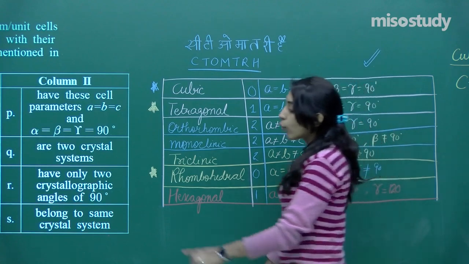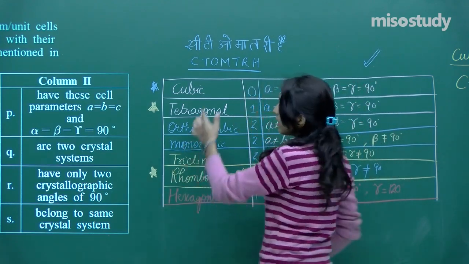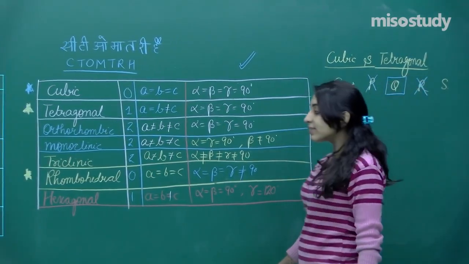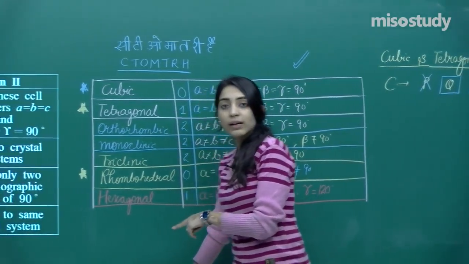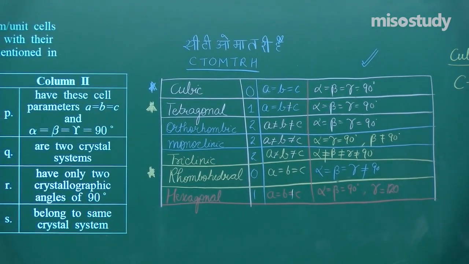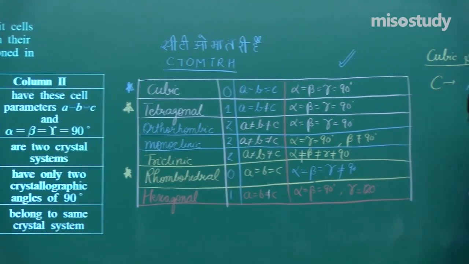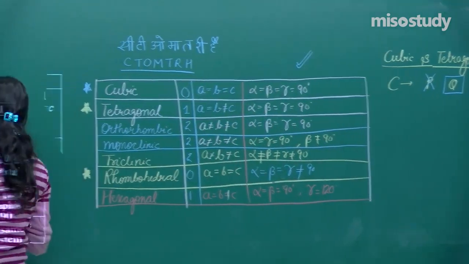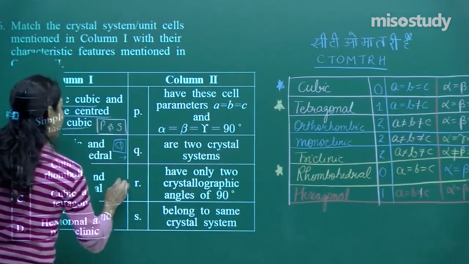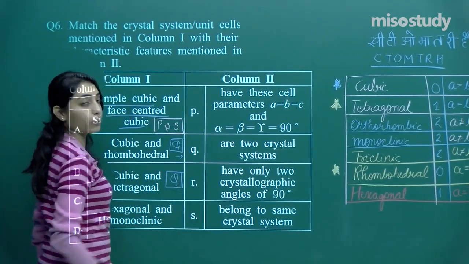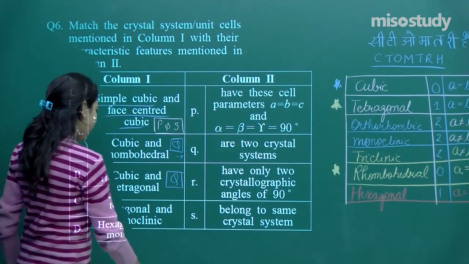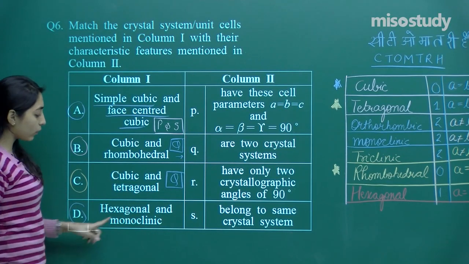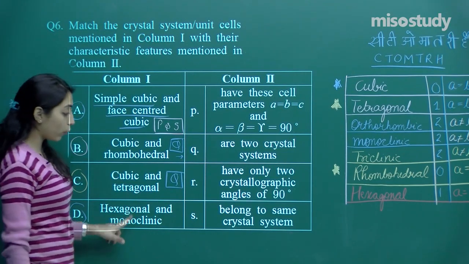Yes, these are two different crystal systems. R says that they have only two crystallographic angles of 90 degree. No, cubic is having three. So even this is wrong. And S says that they belong to the same crystal system. No, they belong to the different crystal system. Okay. So for option number C also we did exactly the same way and we finally got the option as option number Q. Okay. Having done this, let us now finally move on to the D part, which is hexagonal and monoclinic.